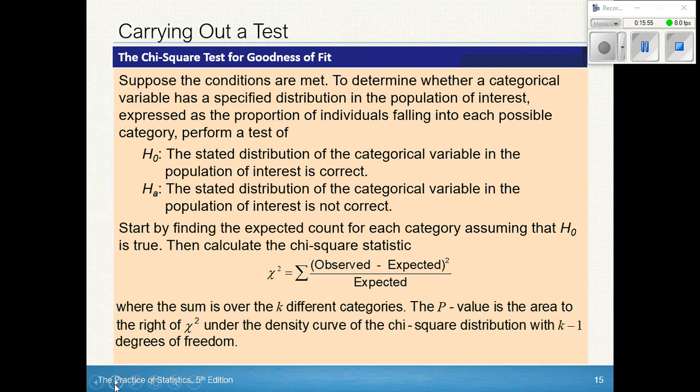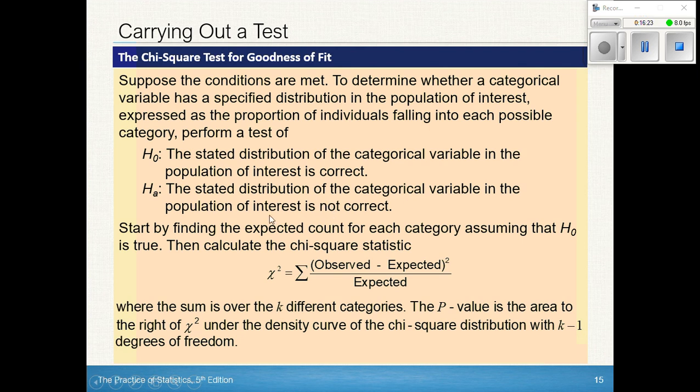So here is a synopsis of what we just said on the chi-squared goodness of fit test. Suppose the conditions are met. To determine whether a categorical variable has a specified distribution in the population of interest, express the proportion of individuals falling into each possible category, and perform a test of HO and HA. HO, the stated distribution is correct. HA, it's not correct. Ditto marks are okay.